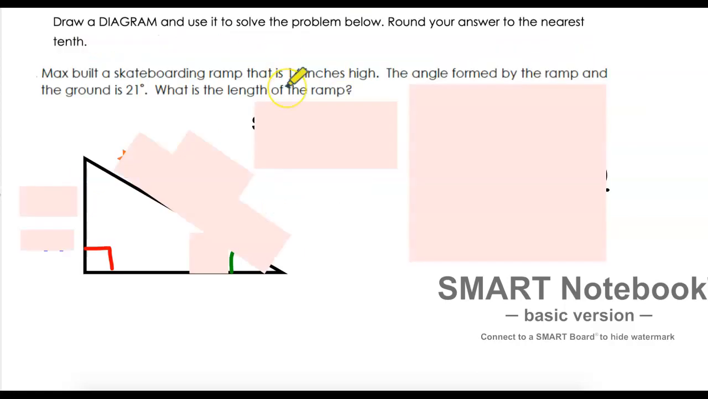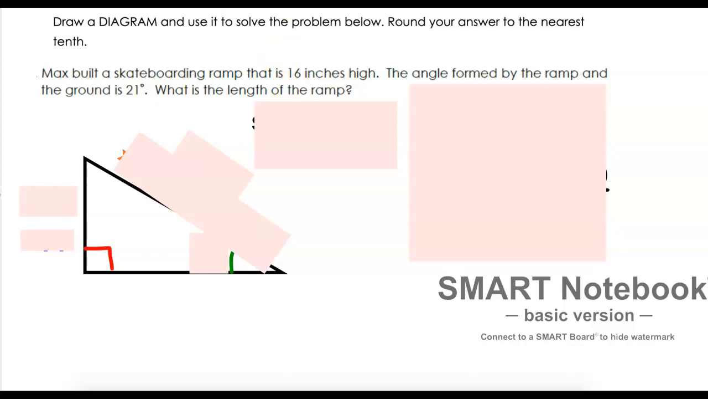All right, so now we're going to solve a trigonometry word problem. So the directions say, draw a diagram and use it to solve the problem below. Round your answer to the nearest tenth. In every problem that we're going to do today, the first step is going to be to take the information the problem gives you and draw a diagram. So you want to draw a diagram and label it with the given information. That's going to make the problem so much easier.